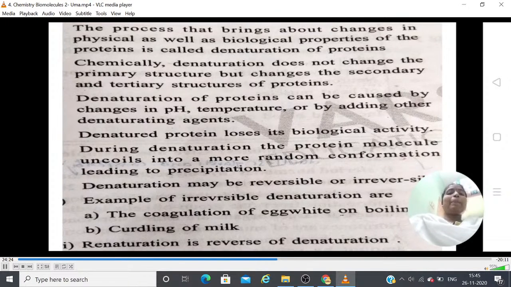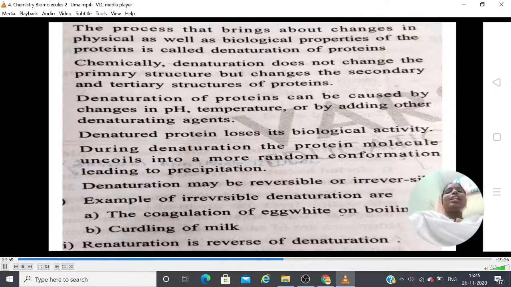Again I repeat, denaturation of proteins: the process that brings about changes in the physical as well as biological properties of the proteins is called denaturation of proteins. Chemically, denaturation does not change the primary structure but changes the secondary and tertiary structures of the protein. Denaturation of protein can be caused by changes in pH, temperature, or by adding any other denaturating agent.